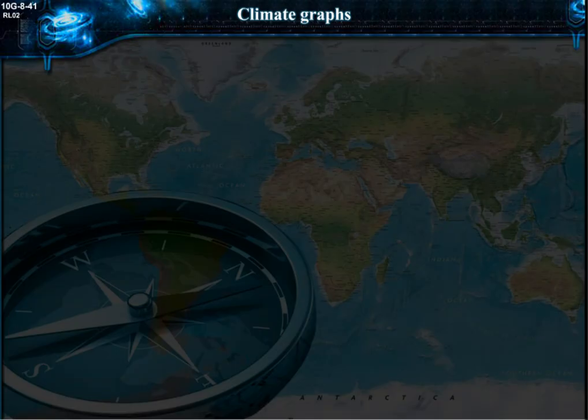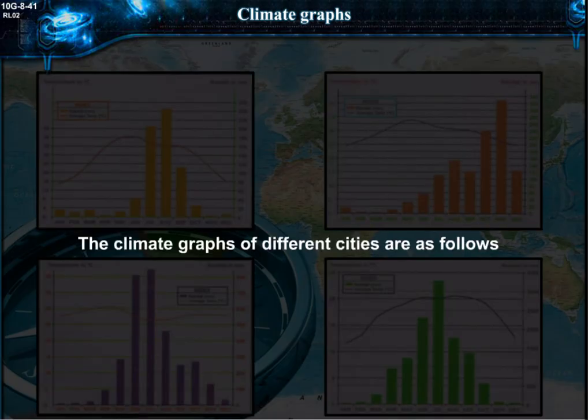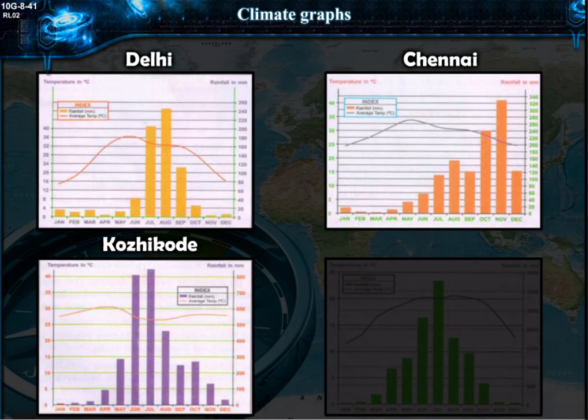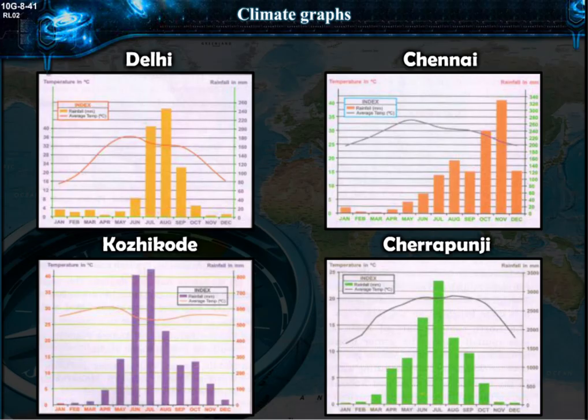Climate graphs. The climate graphs of different cities are as follows. Delhi, Chennai, Kozhikode, Cherrapunji.